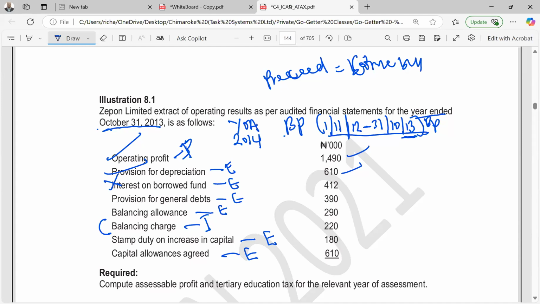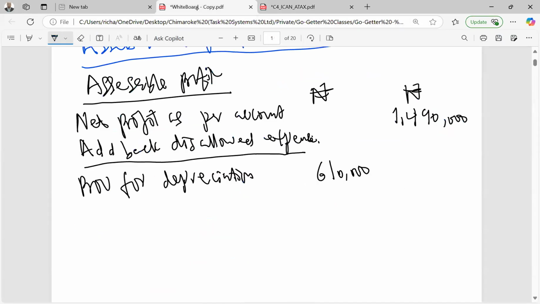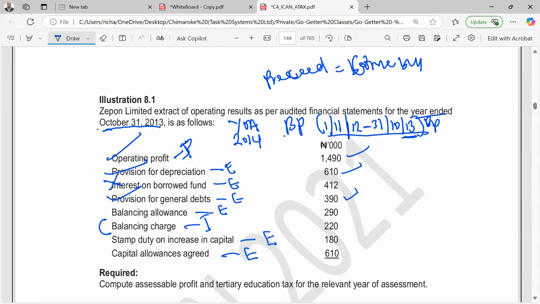Provision for general debts. This is a general provision. We are going to treat it. We are adding it back. So we are adding this provision for general debt 390,000. Okay. We leave this balancing allowance for now.